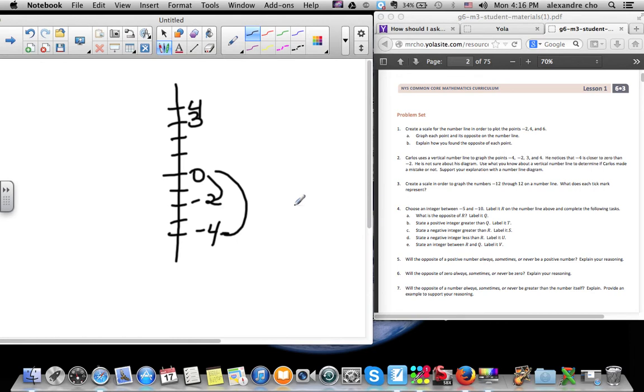Create a scale in order to graph the numbers -12 through 12 on the number line. What does each tick mark represent? Each tick mark, well, geez. So here's 0, and I'm not going to do all the way to 12, okay? So that's 12. This is -12. Okay, so -11, -10, -9, -8, -7, -6, -5, -4, -3, -2, -1, 0. 1, 2, 3, 4, 5, 6, 7, 8, 9, 10, 11, 12. Each marker represents 1 unit. Although mine are not evenly spaced out, they represent 1 equal unit of measurement between each of them.